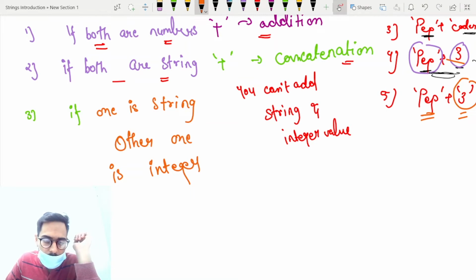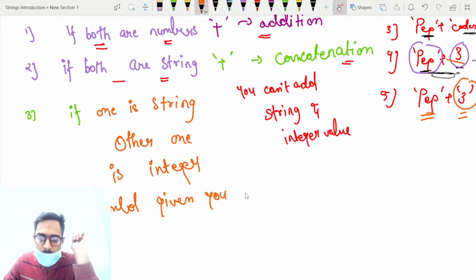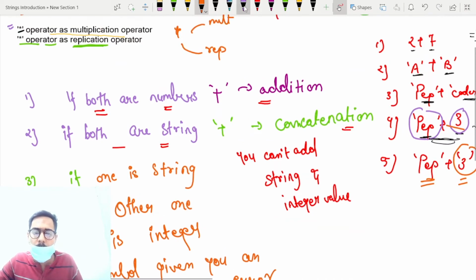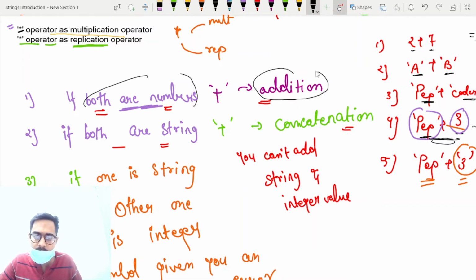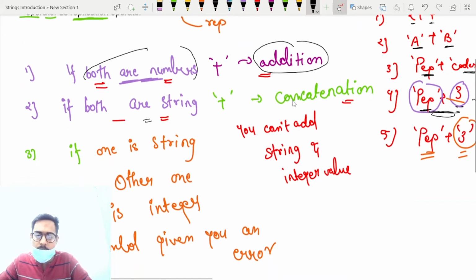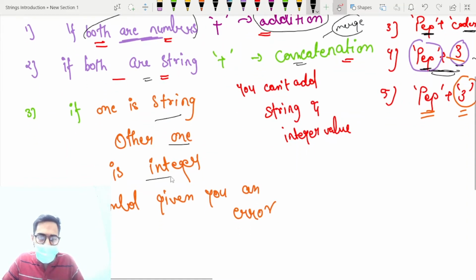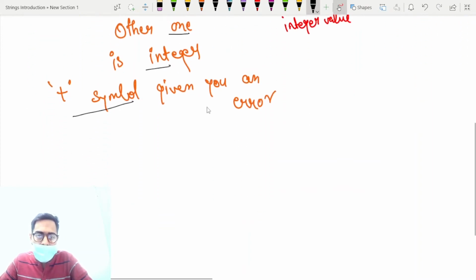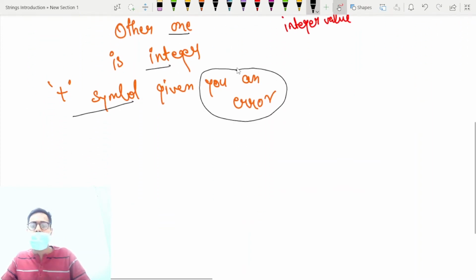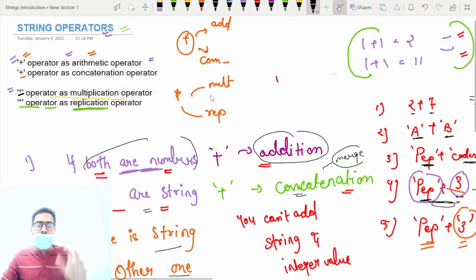Plus symbol gives you an error. So remember the 3 points. If both are numbers, plus will act as addition. If both are strings, plus will perform concatenation. That means it will merge the strings. And if one is a string and the other one is an integer, plus symbol will give you an error. So remember these 3 points, and these are really important ones.